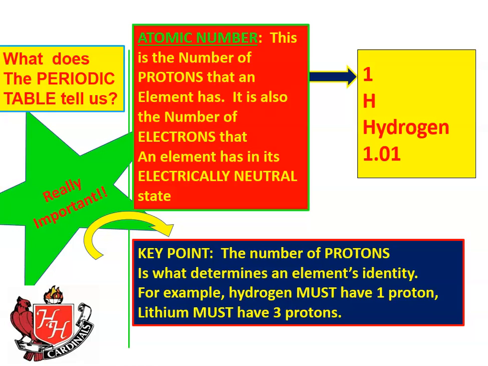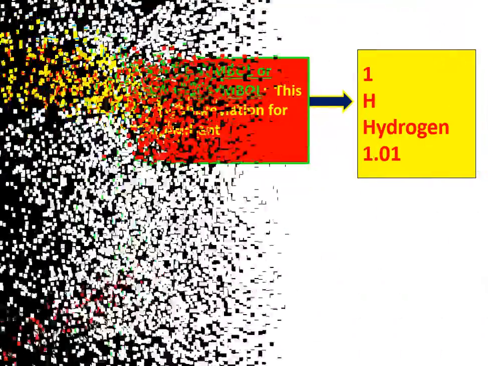Of protons, neutrons, and electrons, it's the number of protons that determines an element's identity. For example, hydrogen must have one proton. Lithium must have 3 protons. Different lithium atoms could have different numbers of electrons or different numbers of neutrons, but if it's going to be lithium, it has to have 3 protons. So it's the number of protons that defines what type of element we're dealing with.